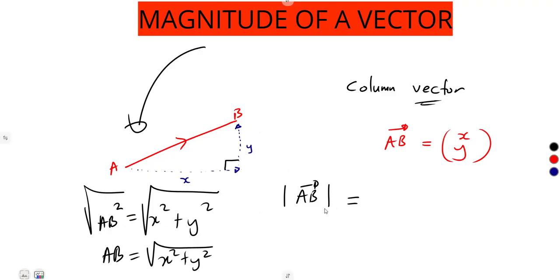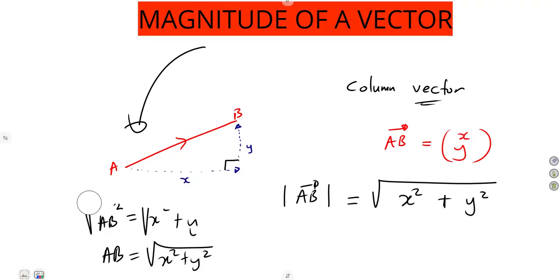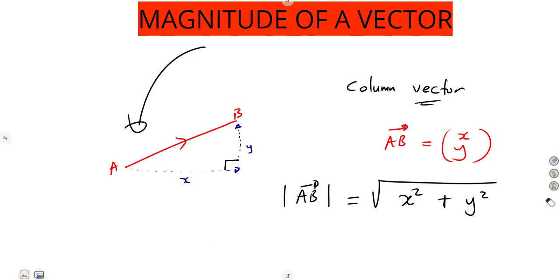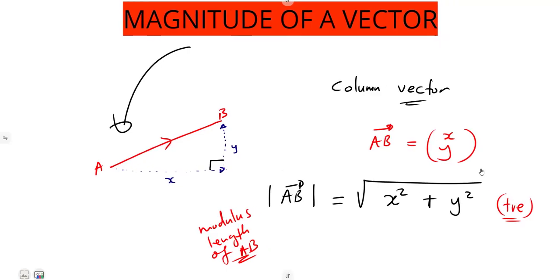So this modulus sign is for the magnitude. Only positive values are considered there. So that's the square root of x squared plus y squared, as a positive, we only need positive values. So that's the magnitude of a vector, or the modulus of a vector, or the length of AB, and it is always positive. That's from our Pythagoras theorem.